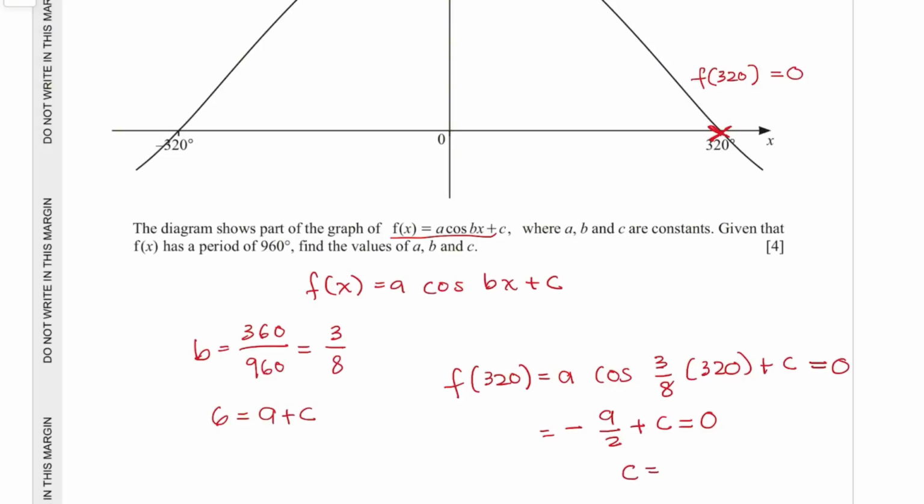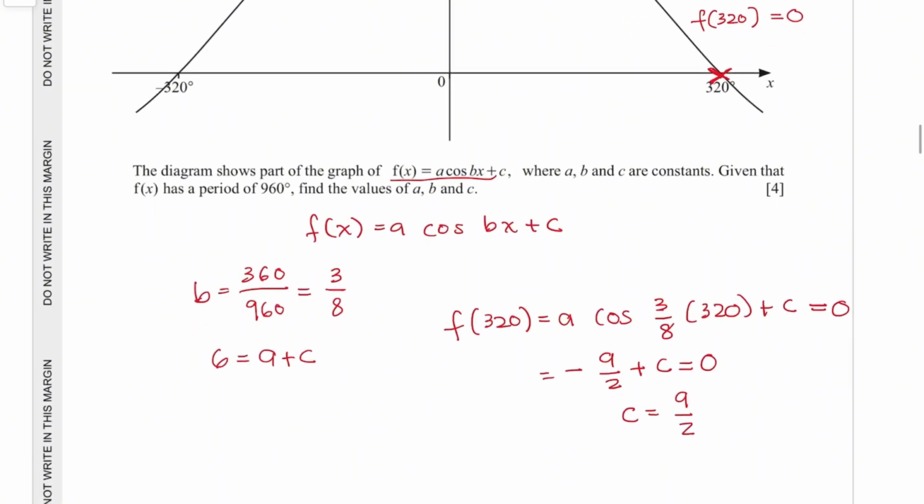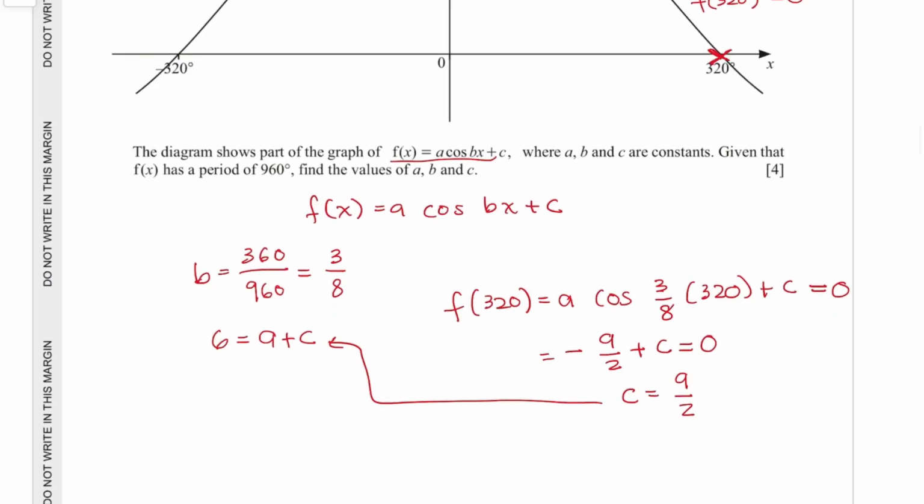C is basically a over 2. Right, c is equal to a over 2. I'm going to put it back into my second equation here. That is 6 is a plus c, which is a over 2. Then I'll multiply everything by 2. That is 12 equals 2a plus a.